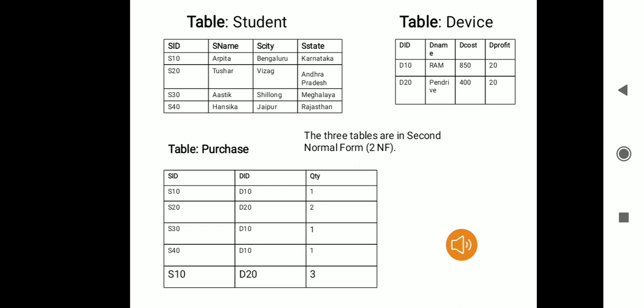As a result, the non-key attribute QTY in the table purchase is fully functionally dependent on the composite primary key with the columns SID and DID taken together. This shows that the non-key attribute QTY is not functionally dependent on the partial attributes such as SID or DID taken alone, but it is fully functionally dependent on the composite primary key with the columns SID and DID taken together. Hence, the tables are in second normal form.